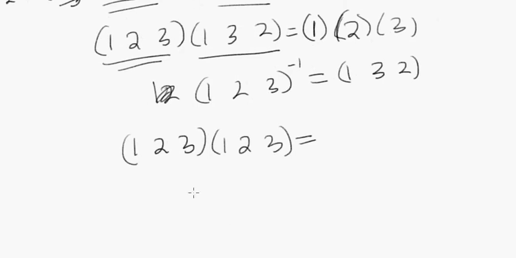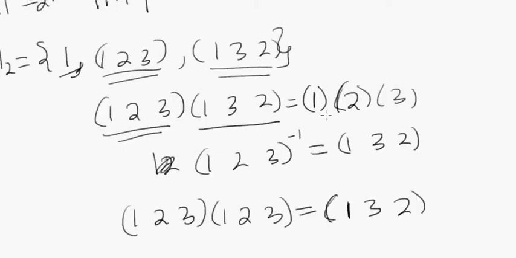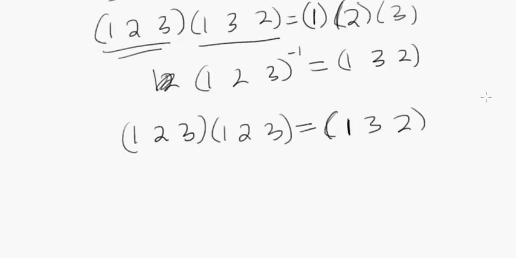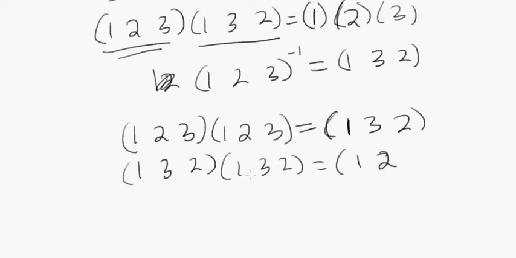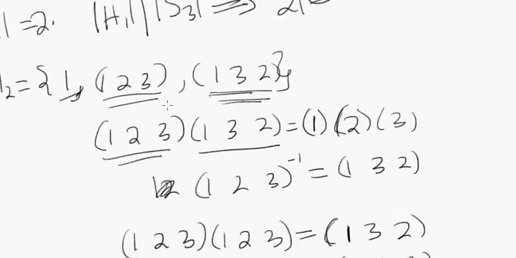So (1 2 3) times (1 2 3), well, what's that going to give us? 1 goes to 2, 2 goes to 3, okay. 3 goes to 1, 1 goes to 2, right? And 2 goes to 3, 3 goes to 1. So we're done here. We notice that (1 2 3) multiplied by (1 2 3) gives us (1 3 2), something that's still in the group. What about (1 3 2) multiplied by (1 3 2)? Well, that just gives us (1 2 3). 1 goes to 3, 3 goes to 2, 2 goes to 1, 1 goes to 3. So is (1 2 3) in the group? Absolutely. So the group is closed.